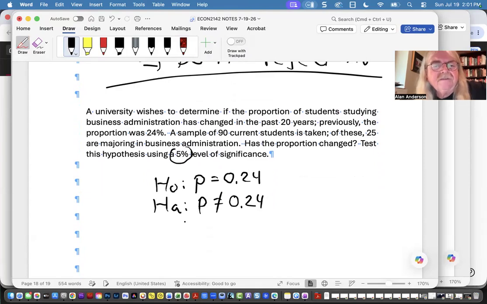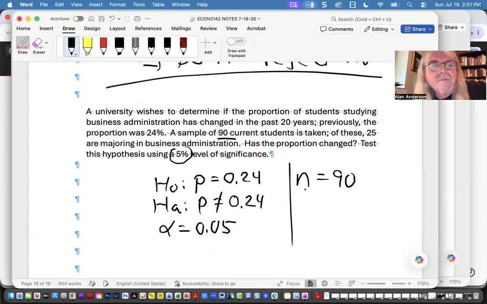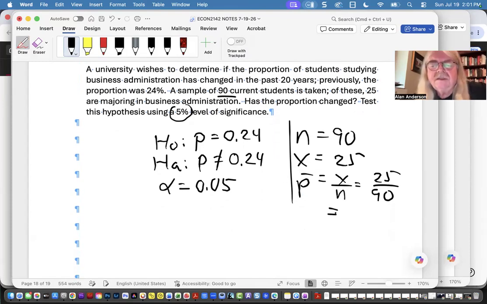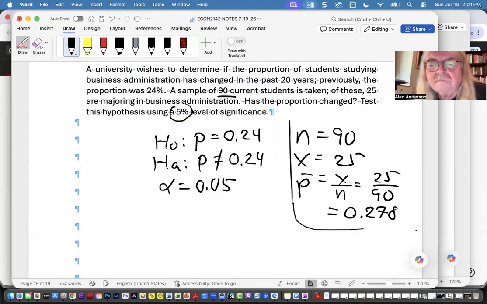All right, alpha is 0.05. We have a sample of 90 students. 25 are majoring in business administration. And that sample proportion is about 0.278, let's say.